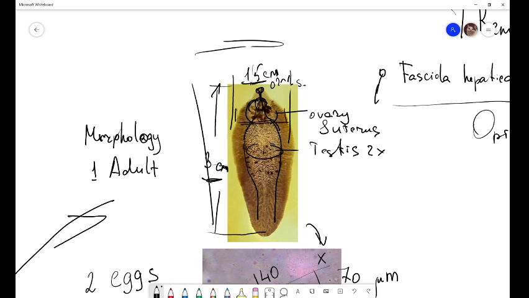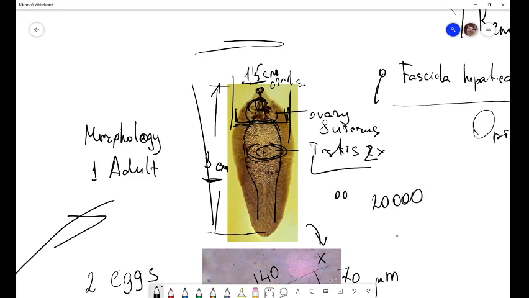Okay, the next one, on the top of its organism, it has an ovary and uterus, and as other trematodes, it has a male system, sex glands, testes, 2 testes. Okay, this is adult.